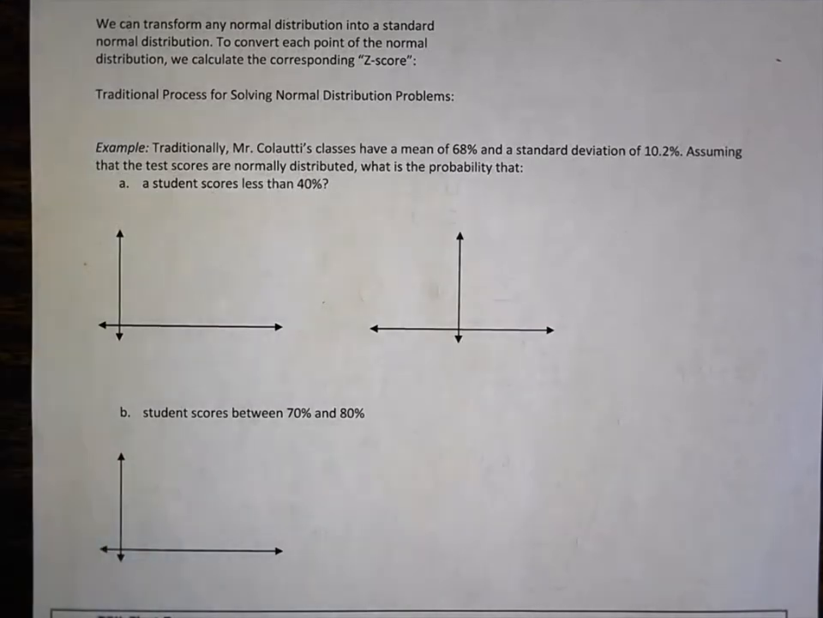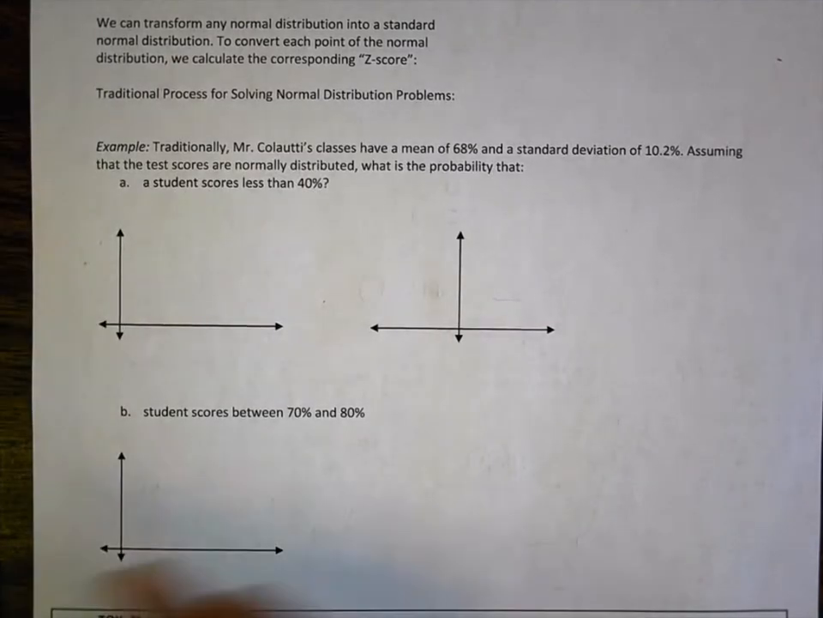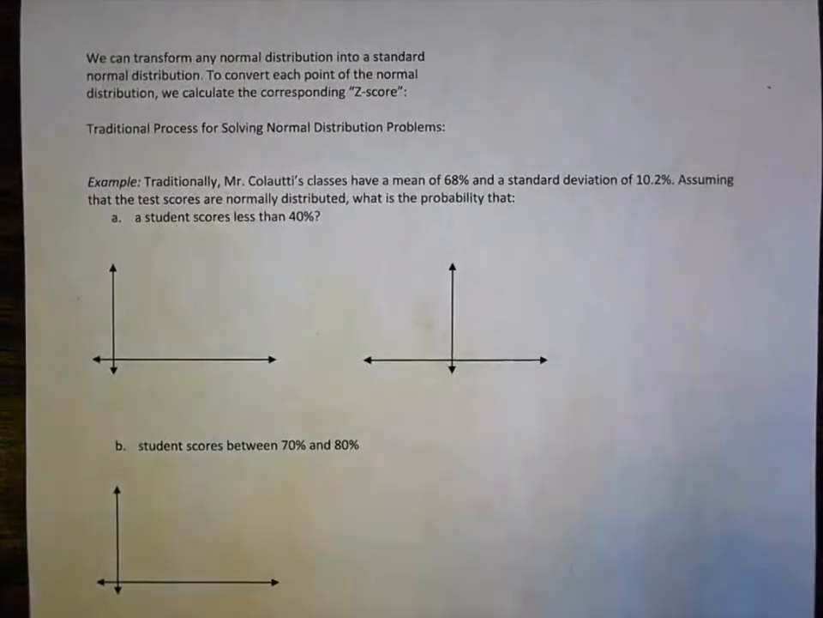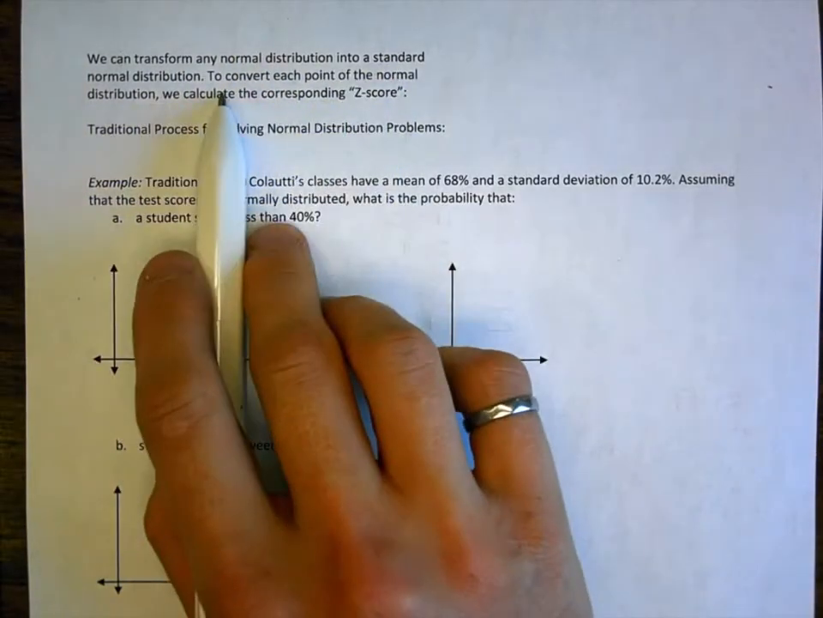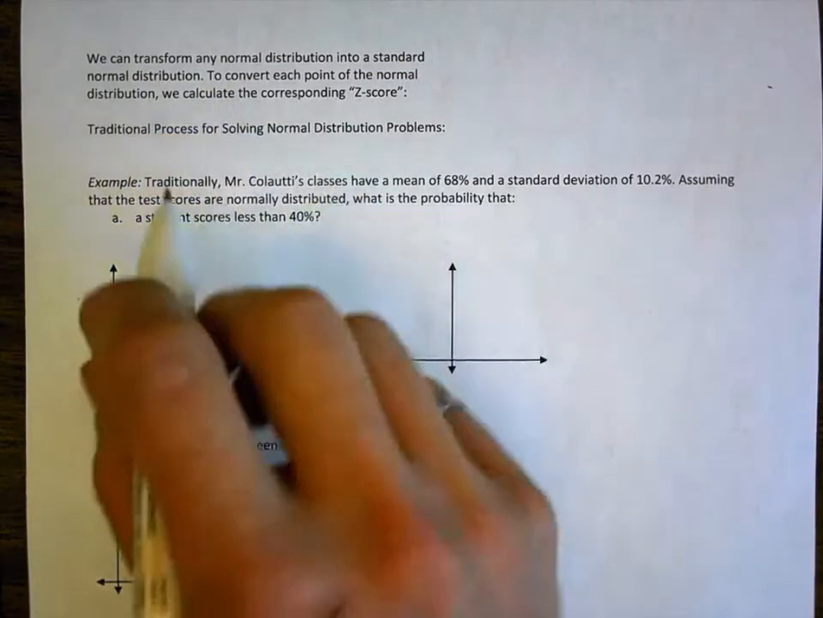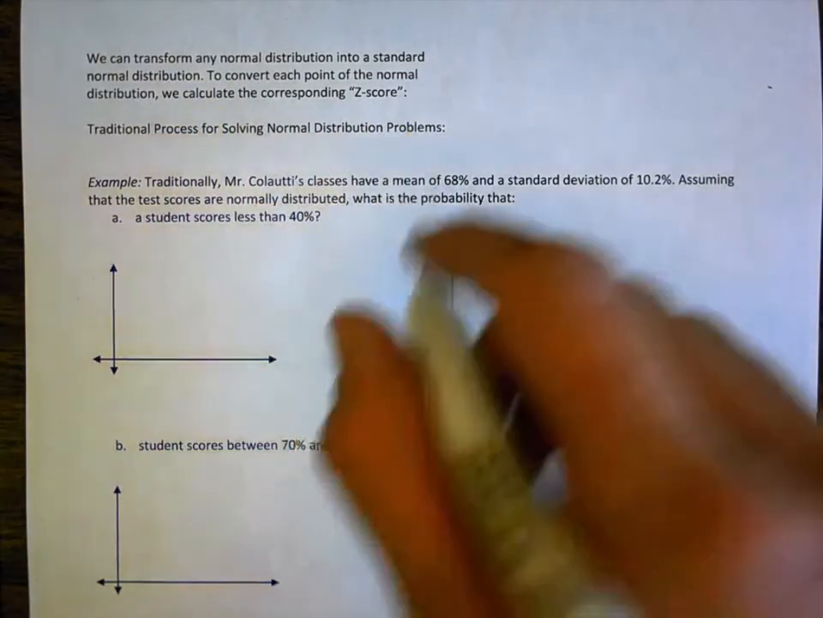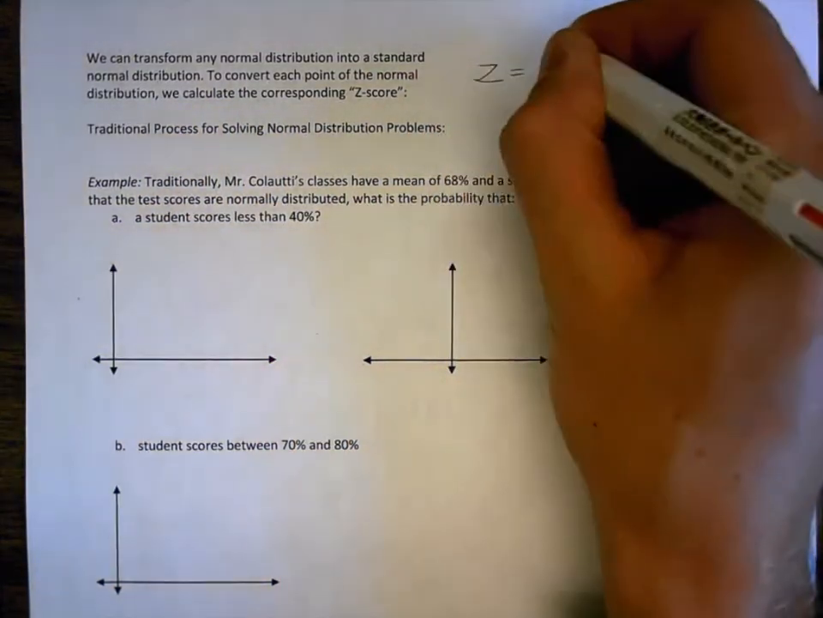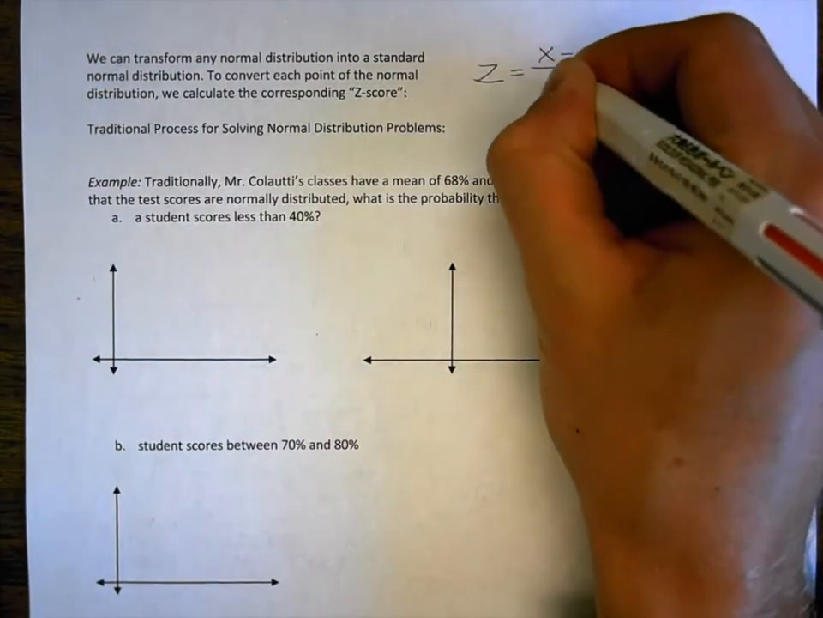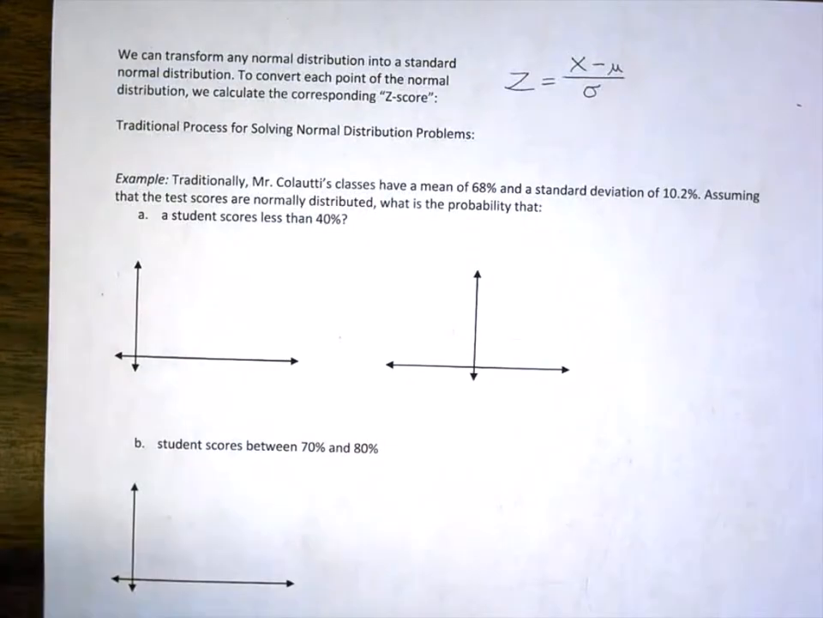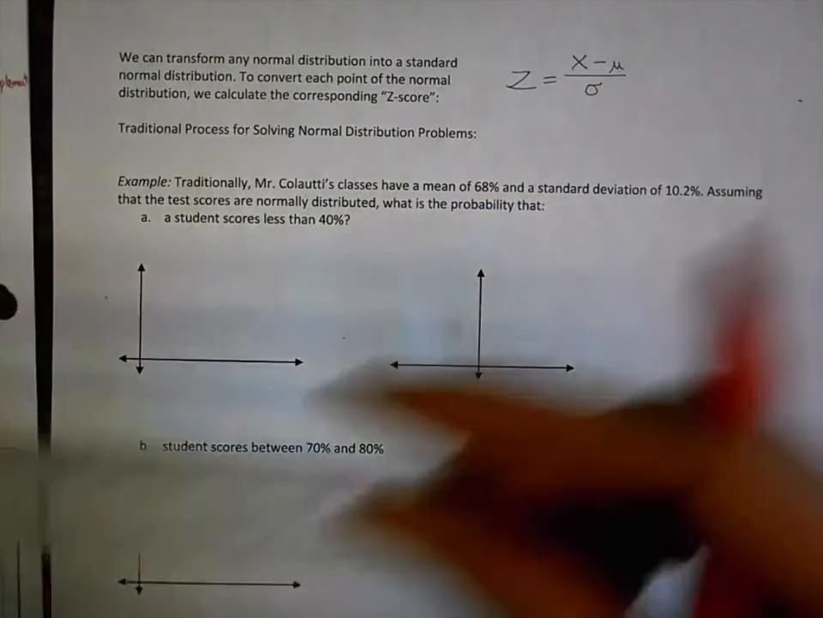Okay, home stretch here. We're going to learn a way to translate or to transform any normal distribution into a standard normal distribution. To do this, we calculate something called the z-score. The z-score is equal to the variable minus mu over sigma. I'm going to put that in a box. The z-score calculation is useful.